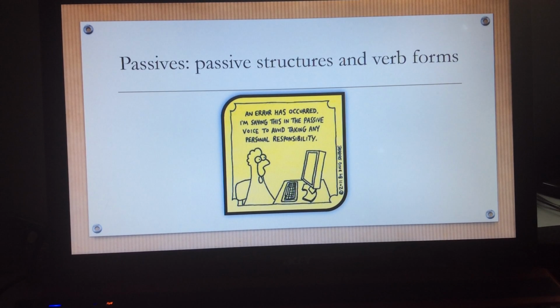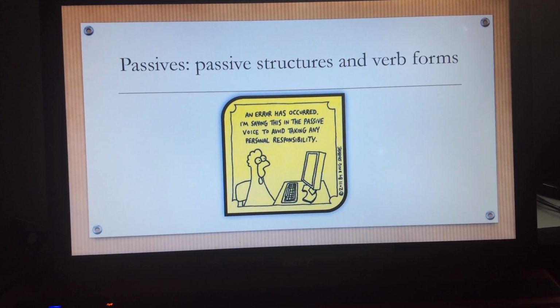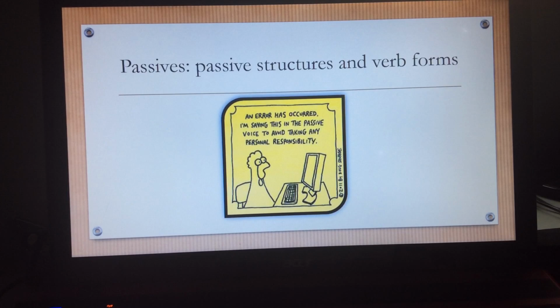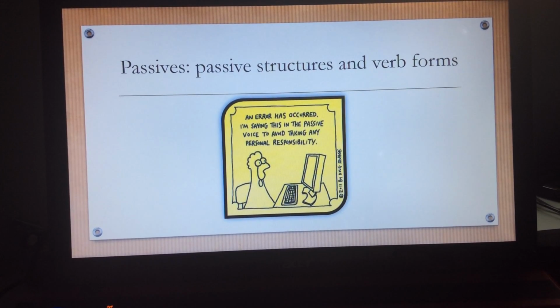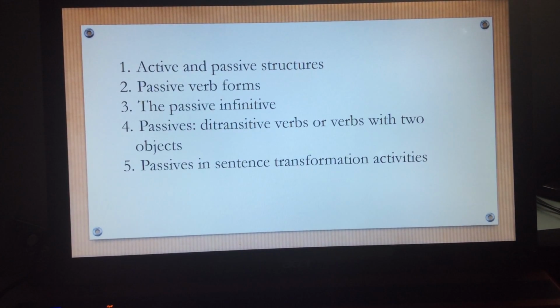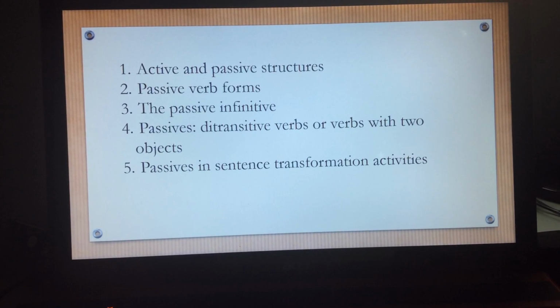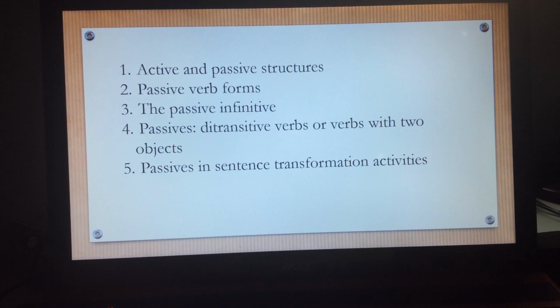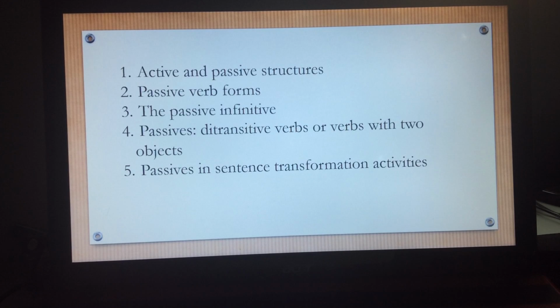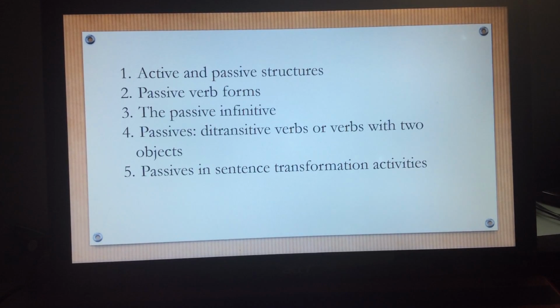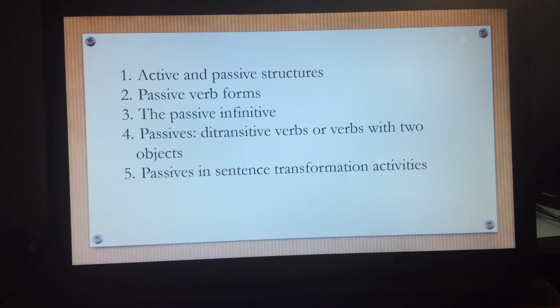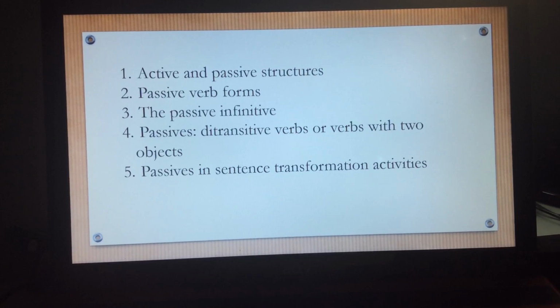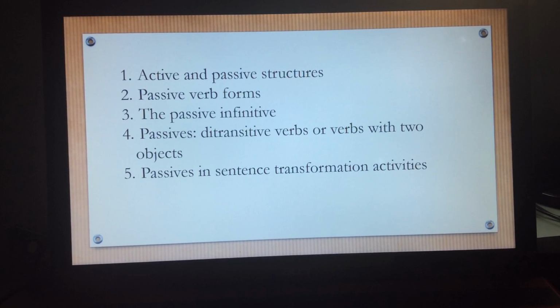I have made this video because I've seen that some of you have some problems with certain aspects of passive transformations. We are going to talk about active and passive structures. We're going to look at passive verb forms. We'll see the passive infinitive and the two structures that we can use to transform sentences with the transitive verbs or verbs with two objects into passives, and then passives in sentence transformation activities.